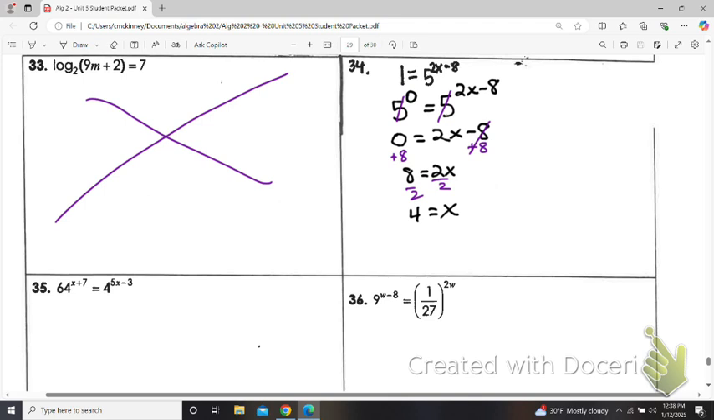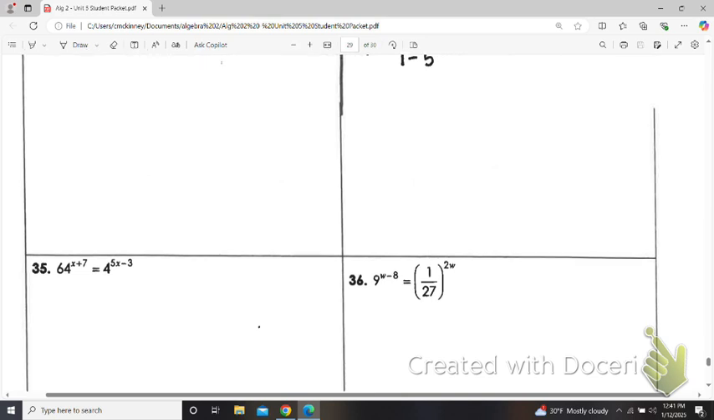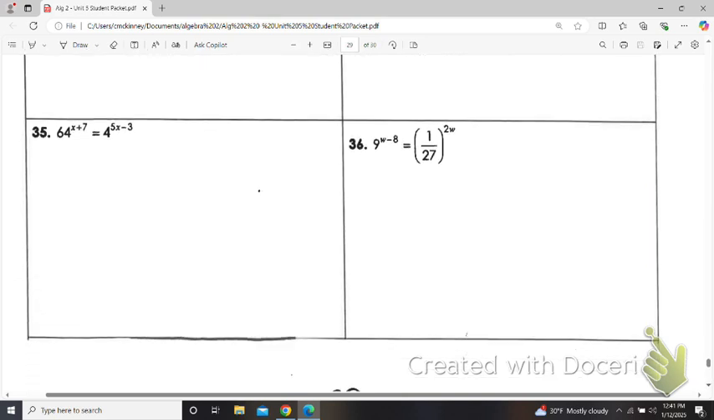And if you checked it, if you put 4 in for x, 2 times 4 is 8. 8 minus 8 is 0. So that would be 5 to the 0. And is 5 to the 0 equal to 1? Yes, it is. So it works. All right, we're going to go from there down to number 35 and then number 36.